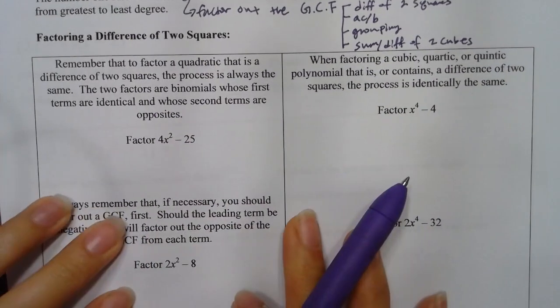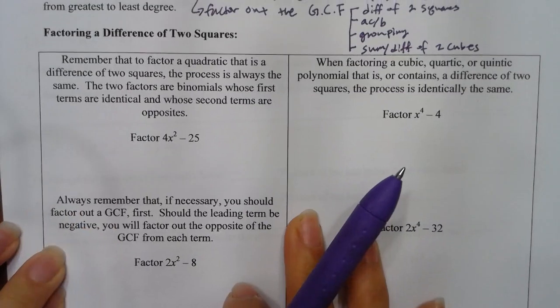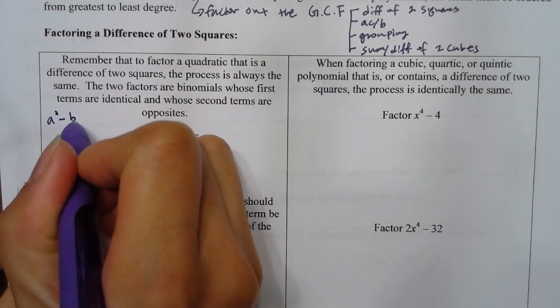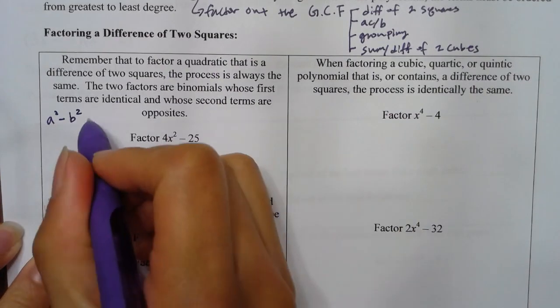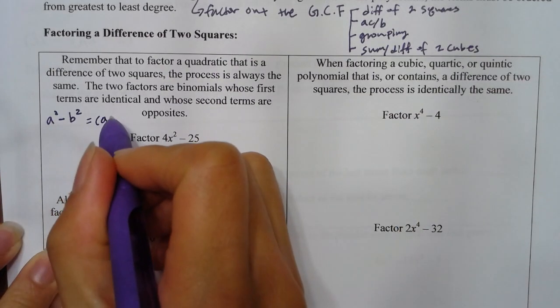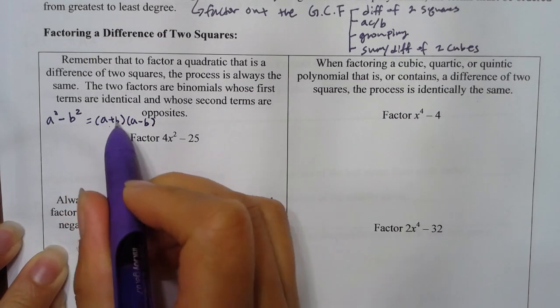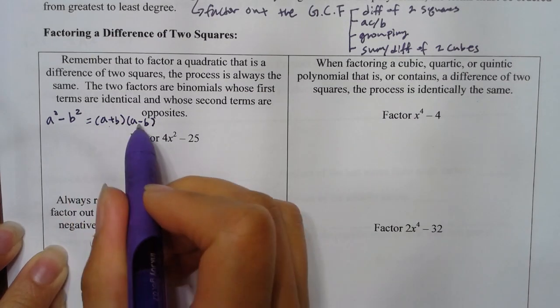How did you learn to do that in Algebra 1? Let's visit it. When you have a squared minus b squared, you can factor that as a plus b times a minus b. So you're going to write the root and then put the plus and put the minus there. So let's go.